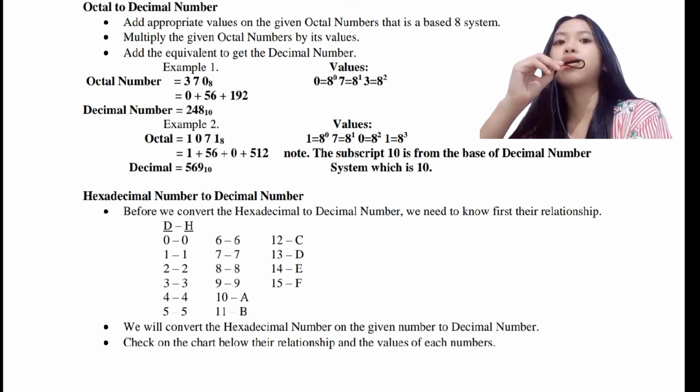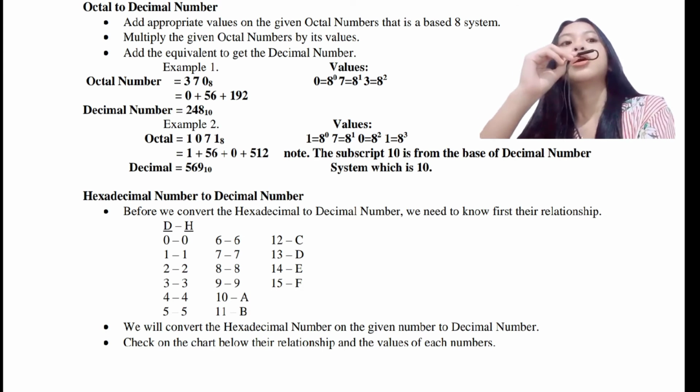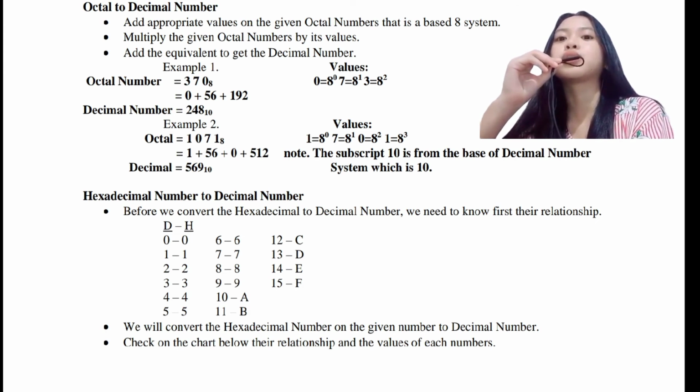Now multiply the given octal number by its values. So 0 times 8 to the power of 0 is equal to 0. 7 times 8 to the power of 1 is equal to 56. Then 3 times 8 to the power of 2 is equal to 192. So add 0 plus 56 plus 192 is equal to 248 sub 10. It is sub 10 because the decimal number system is base 10. So that's it. If the given octal number is 370 sub 8, the decimal number is 248 sub 10.